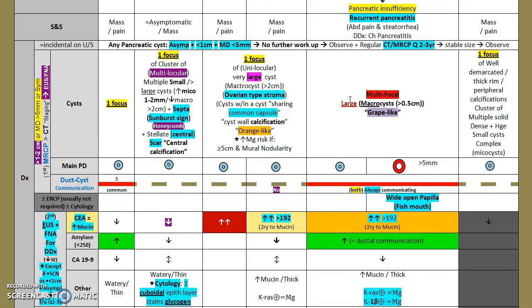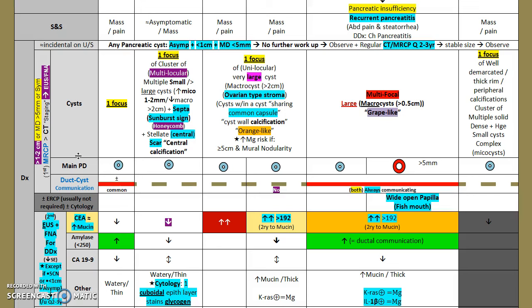Now, when you know these characteristic features of the cyst, you need to look now at the main pancreatic duct. The only type that you will find a dilated main pancreatic duct is the mixed or the main duct IPMN type. Usually they are more than 5 millimeters. The rest of the types don't lead to a dilated main pancreatic duct.